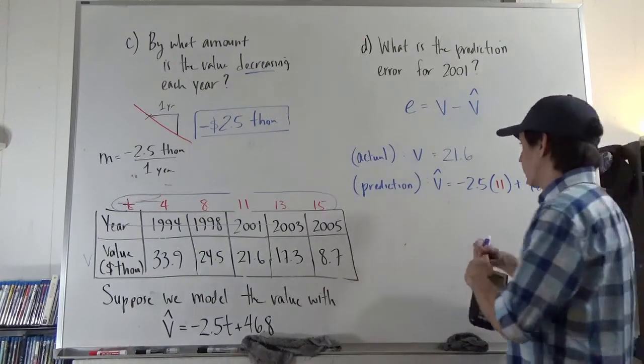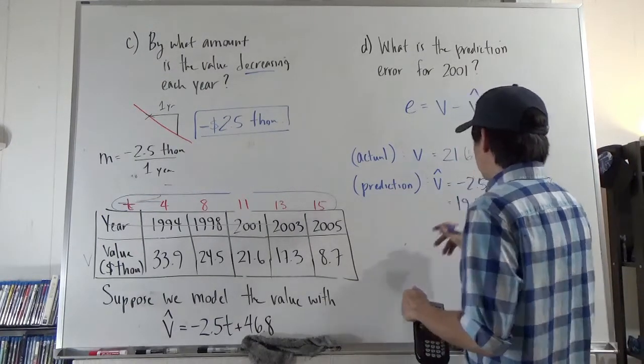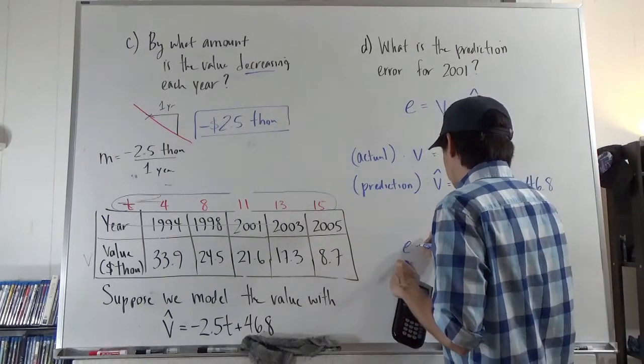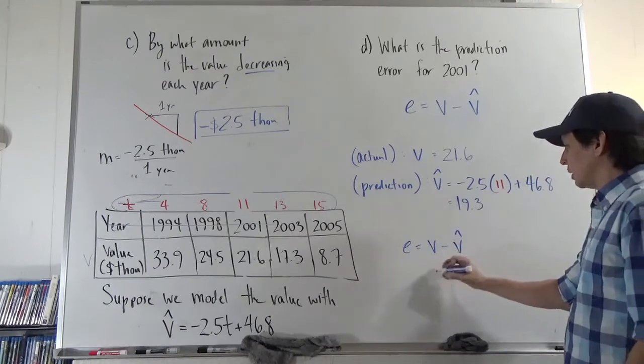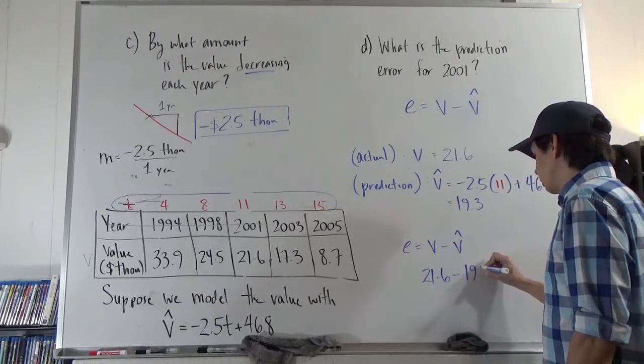Get 19.3. And these are thousands of dollars, but nah, we don't need to put units yet. We will put it for our final answer. Let me rewrite that equation. V is 21.6. V hat is 19.3.